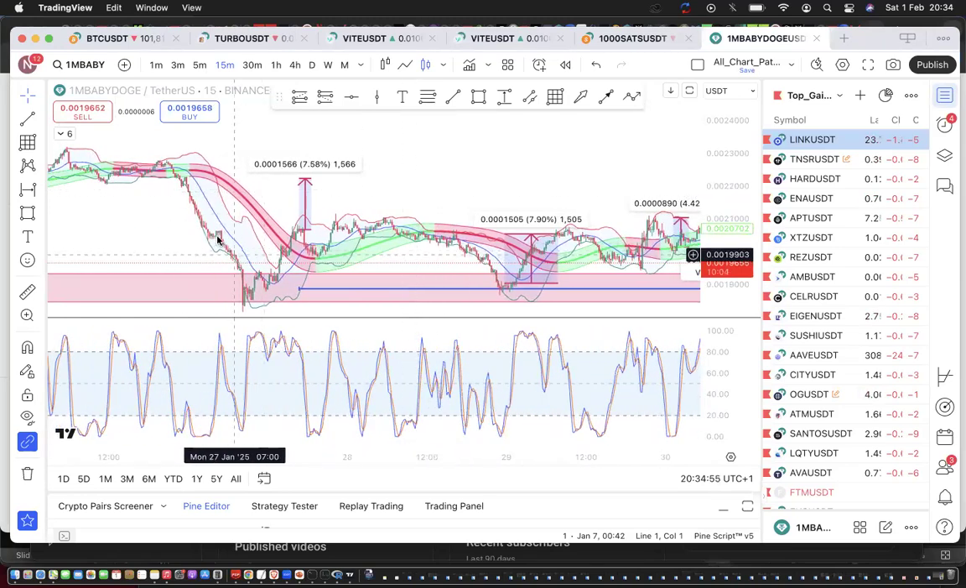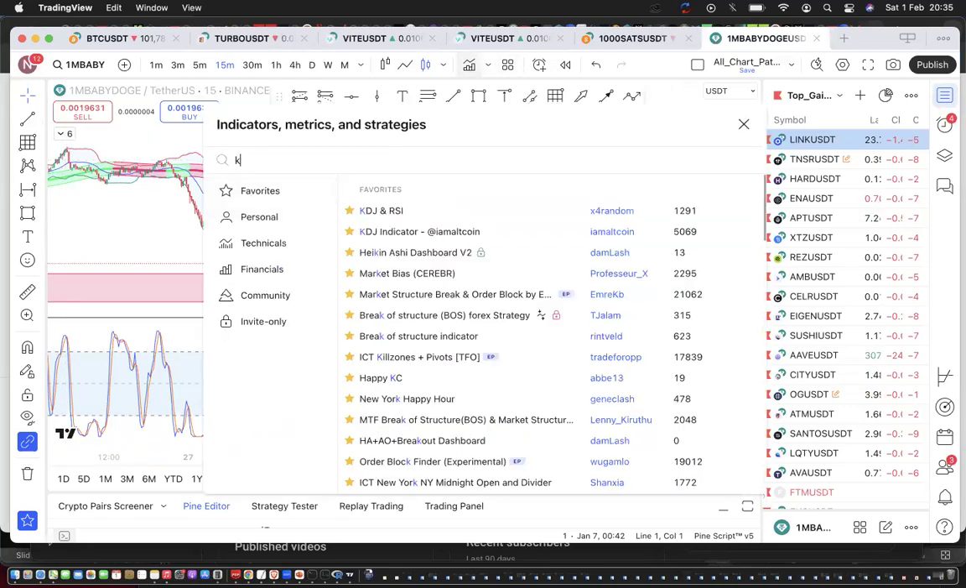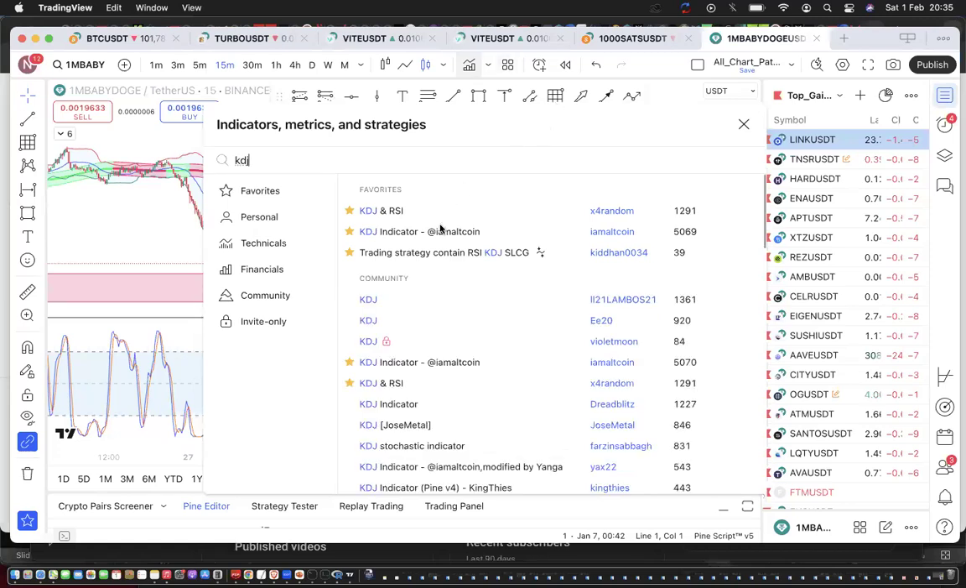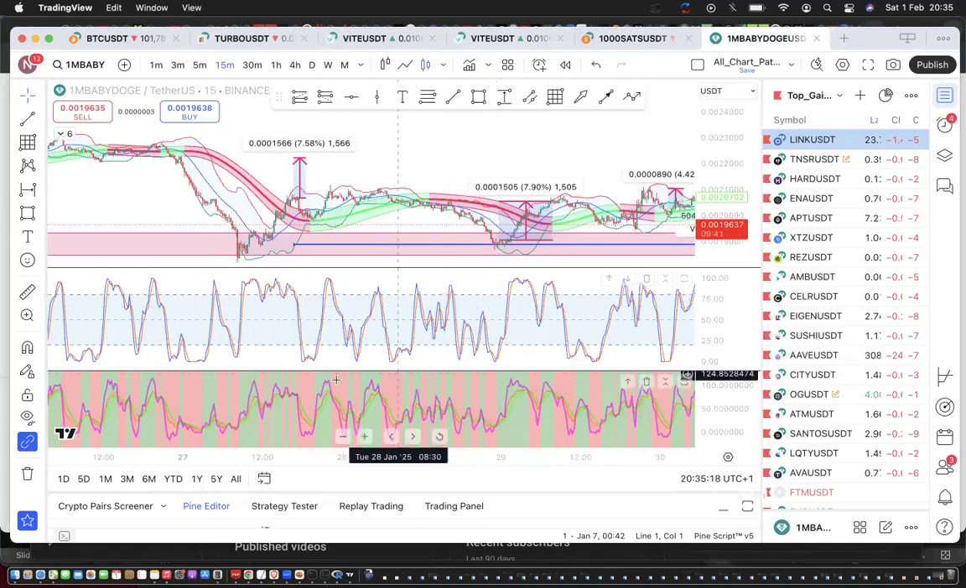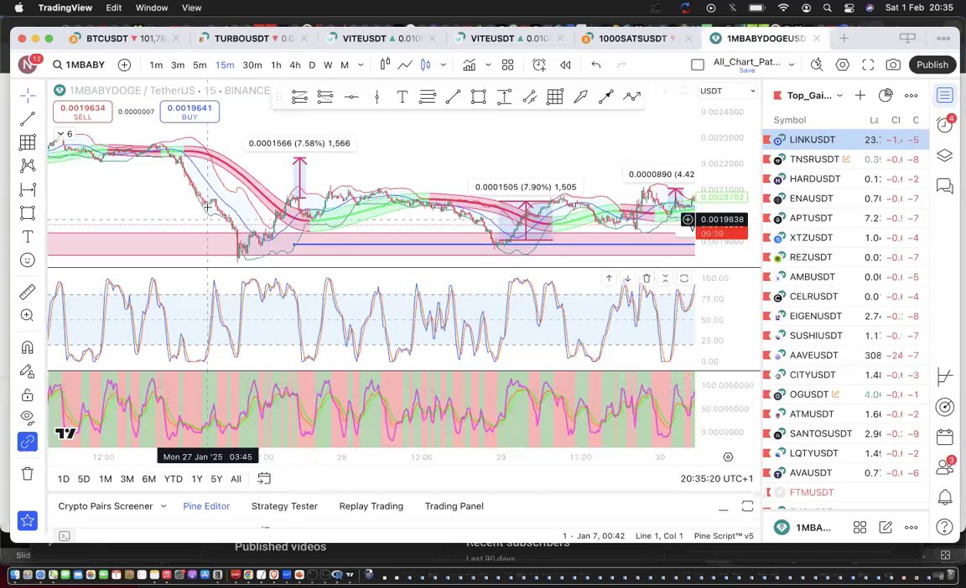Remember, Bollinger Band is when the price comes to the bottom, right? When price comes to the bottom and KDJ, okay, let me put your KDJ. Now, KDJ, I am on altcoin. So if you don't have a paid version, you will not be able to load your KDJ, okay?